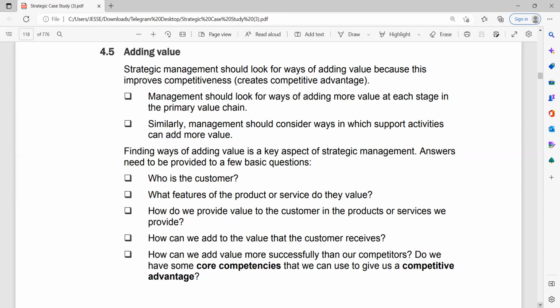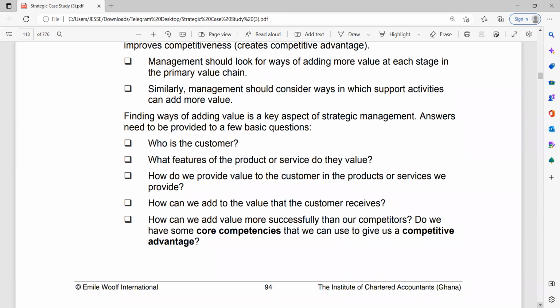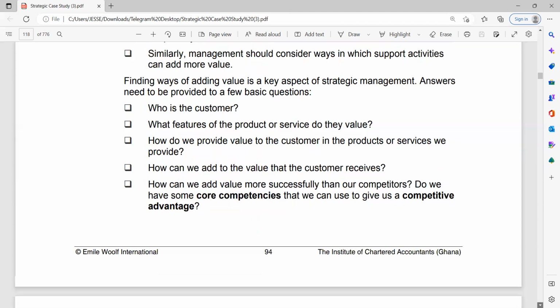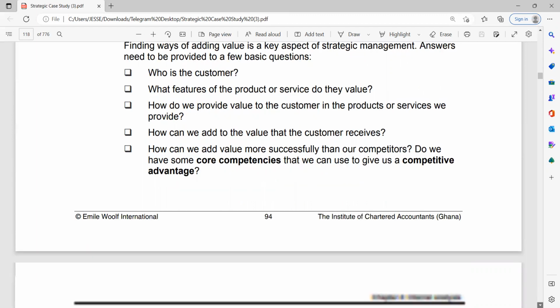Right? But to add value, there are a couple of questions that you need to answer. You need to find out who your customer is, what kind of products you are designing, what kind of value you want to create, what kind of value the customer wants, etc. Right? How can we add value better than our competitors? These are all questions that you need to ask yourself.